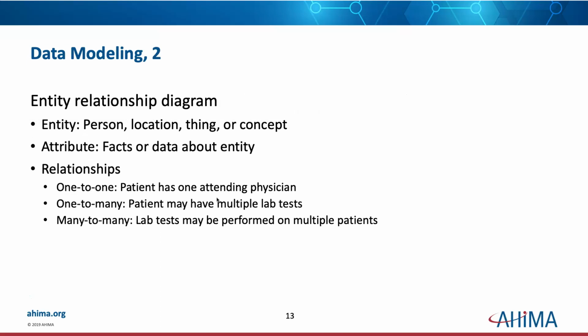An entity relationship diagram can often be very helpful with data modeling. It really helps you define the entity, the attribute, and the relationships. And this is a good example it gives you with whether or not it's a one-to-one relationship, one-to-many, or many-to-many. And you need that with data modeling.